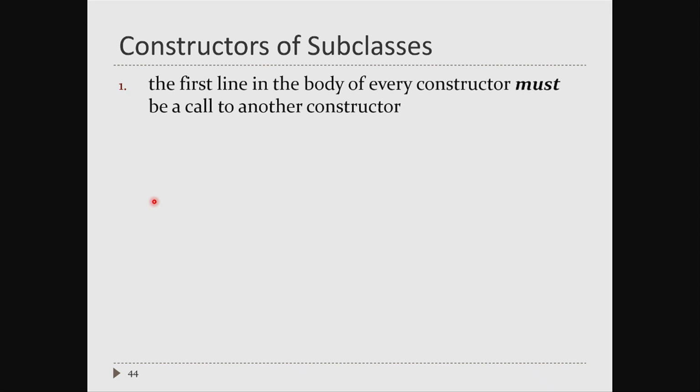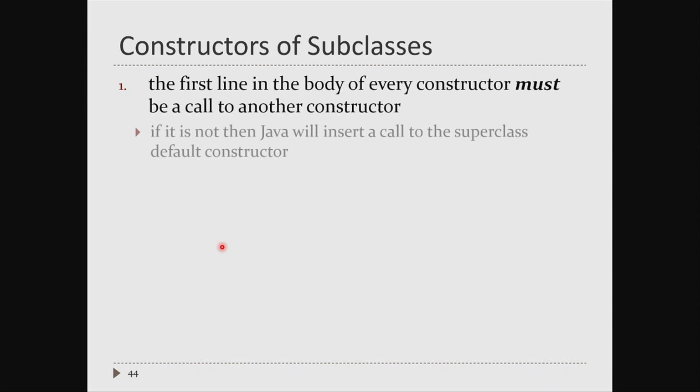Okay, so there's a bunch of rules for writing constructors in subclasses. Rule number 1: the first line in the body of every constructor must be a call to another constructor. We haven't done this in any of the classes we've created so far, but rule number 1 actually exists. The very first line of any constructor is a call to another constructor. In particular, it's a call to the superclass constructor. So remember rule 1.